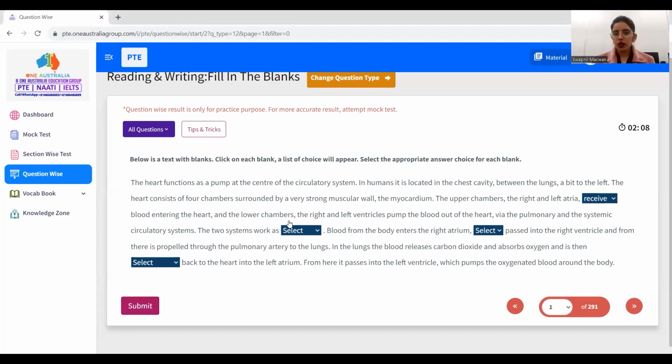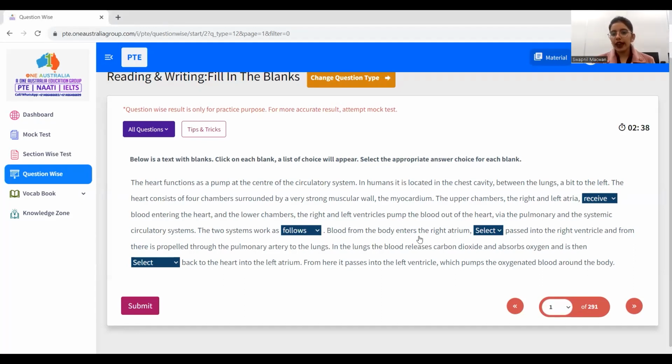And the lower chamber. Earlier they were talking about the upper chamber, now they are talking about the lower chamber. The lower chamber, the right and the left ventricle, pump the blood out of the heart via the pulmonary and the systemic circulatory system. The 2 systems work as dash. The 2 systems work as follows, because both systems work simultaneously.